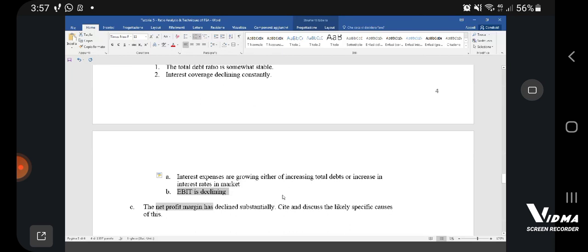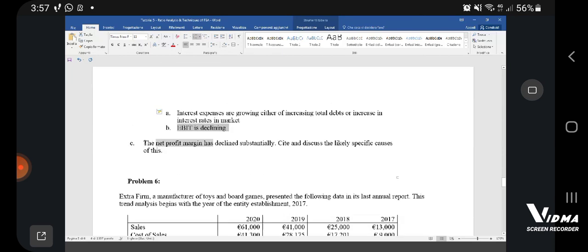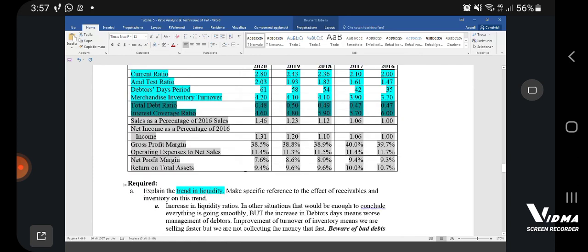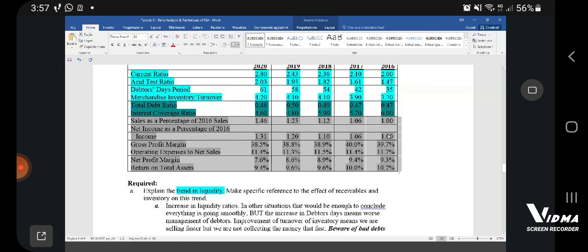Okay, so let's see, the net profit margin has declined substantially. Why? And that is true. Net profit margin from 9.3% ends up with only 7.6%. Why is that so? Here you have everything you need to have an idea. And having answered that, this is the last thing we can do for today.